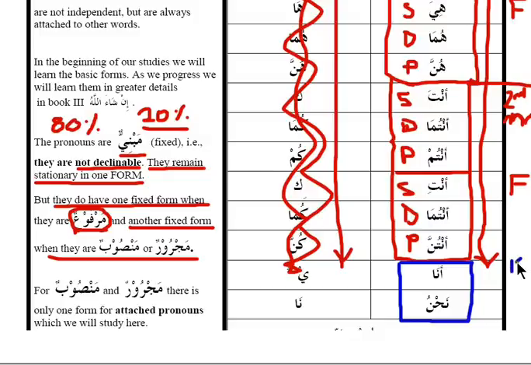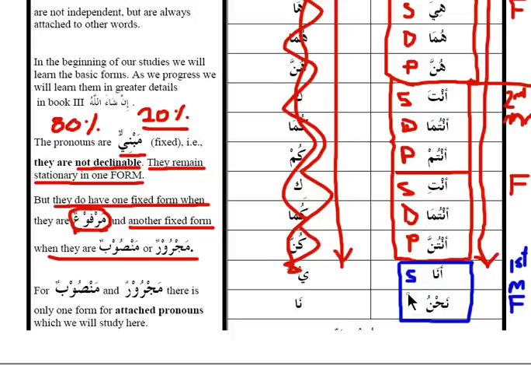So, alright, first person. Now, the difference between these pronouns as opposed to the previous ones is that these are used for both male and female. So first person means you're speaking or people are speaking about themselves. So we have ana, I. If you said ana talibun, I'm a student. So this would be singular.